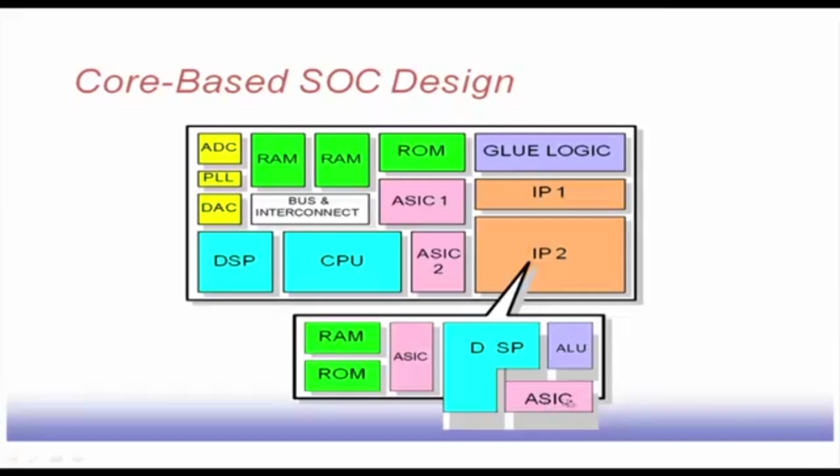What is a core based design? Suppose I want to design a system where we have all these components: a CPU, DSP, some ADC, PLL, DAC, RAM, ROM, and some more intellectual property designs, IP1 and IP2. Now if we want to design such a system, forget about IP1 and IP2. Suppose we take a very simple case: DSP, CPU and these memory chips. So they are there.